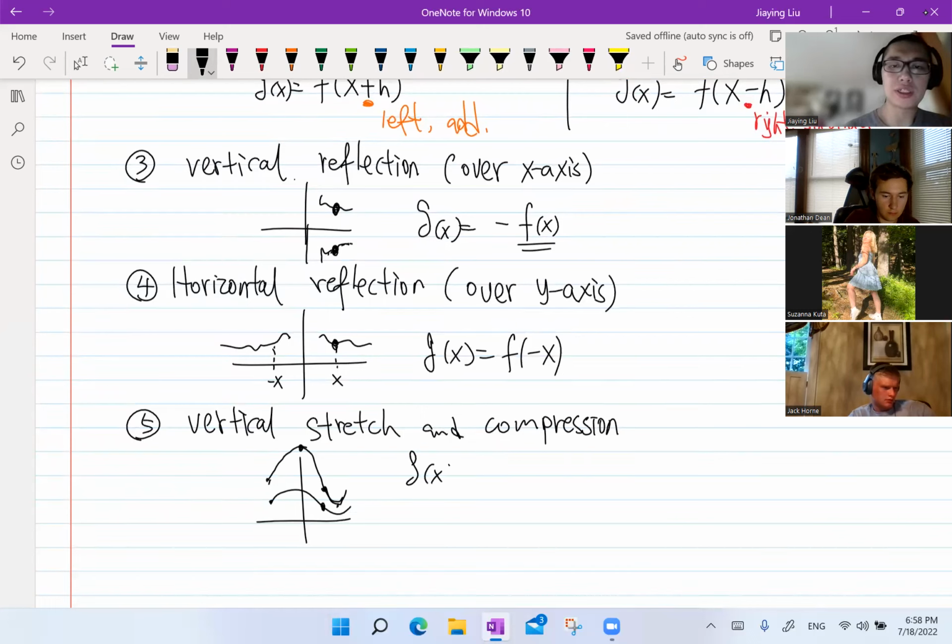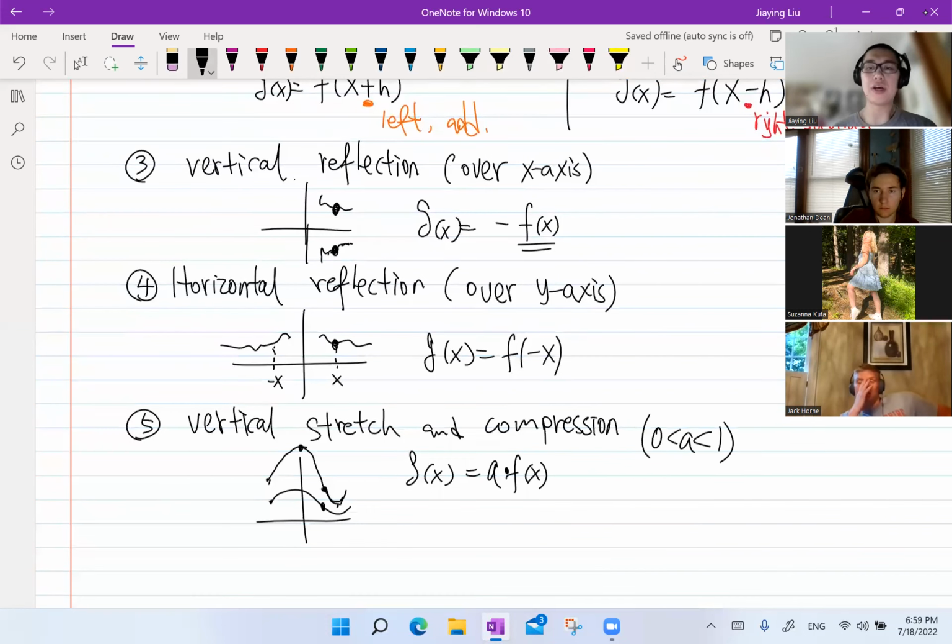So g of x will equal f of x times a constant. Let's say the constant is a. If a is positive, and a usually is positive when we talk about vertical stretch and compression alone. If a is negative, it's just going to be a vertical stretch plus a reflection. If a is between 0 and 1, that's just going to be a compression because we compress all the y values.